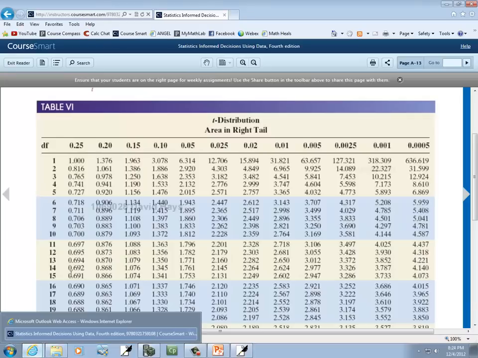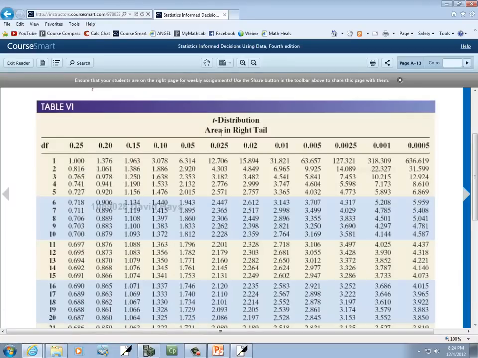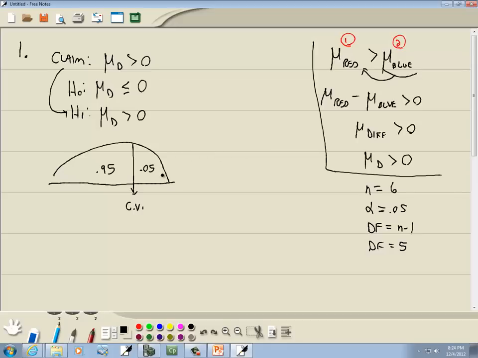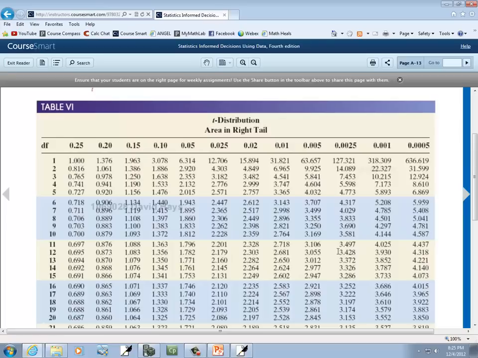And let's go look this up. Now remember, our t-distribution says area in right tail in this particular book. It should actually say area in one tail, because you may not have a right tail. Area in one tail is 0.05, and our degree of freedom is 5.